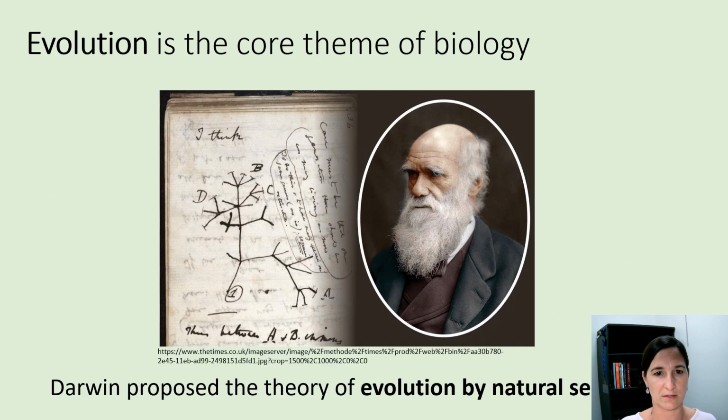Let's tackle the last one here. This is a picture of Charles Darwin. Charles Darwin proposed the theory of evolution by natural selection in 1859. So evolution, what is it? It is a change over time in the inherited characteristics of a population.